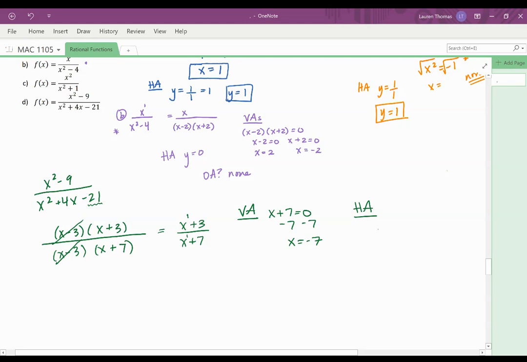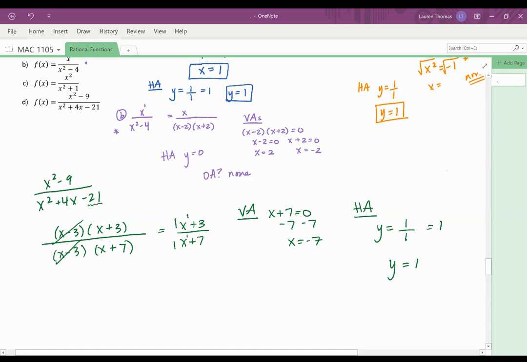So the asymptote is going to be at the ratio of the leading coefficients. So my leading coefficient in the numerator is 1. My leading coefficient in the denominator is also 1. So 1 divided by 1 is 1. So I have a horizontal asymptote at y equals 1.